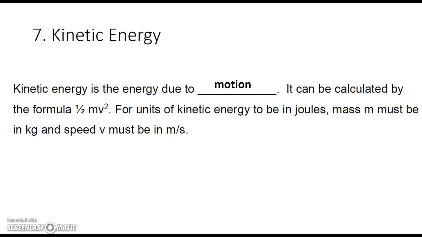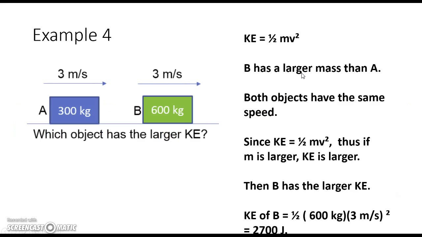Okay, so now that we have discussed gravitational potential energy, let us discuss kinetic energy. Kinetic energy is energy due to motion. It can be calculated by the formula half mass times v squared. We must specify that if the units of kinetic energy are to be in joules, then the mass m must be in kilograms and speed must be in meter per second.